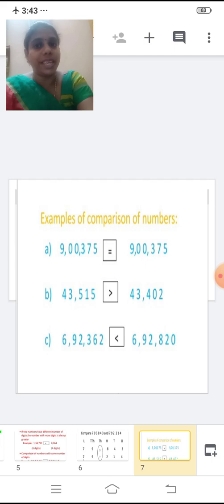So now compare the hundreds place. We have 3 in the first number. In the second number we have 8 in the hundreds place. Now tell me whether 3 is less than 8 or greater than 8. 3 is less than 8. Since 3 is less than 8, 6,92,362 is less than 6,92,820. So you all know how to compare two numbers, right children?